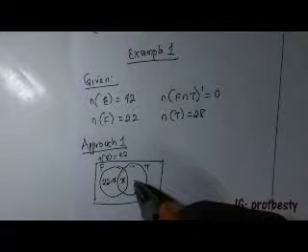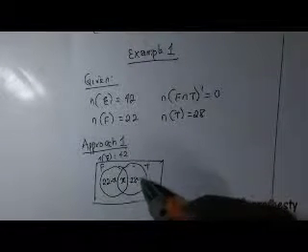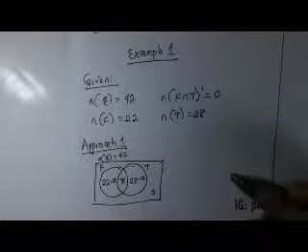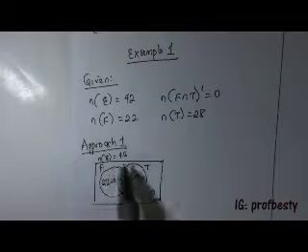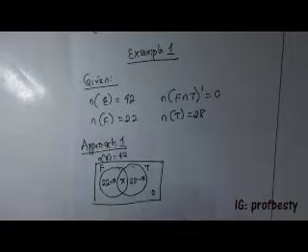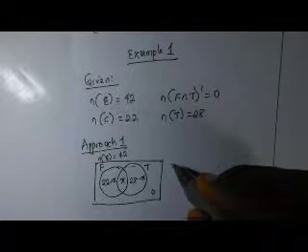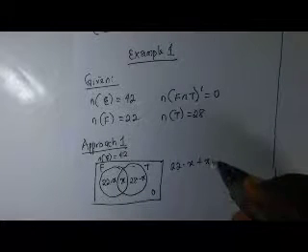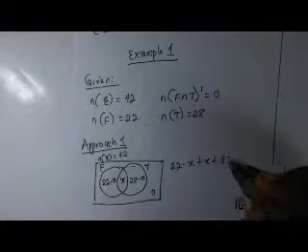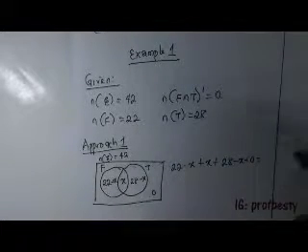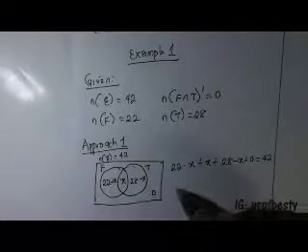Tennis is 28, so I have 28 minus X here. Then what do I have outside? 0. So how do I go about it? Very simple. If I add everything in this box, it should be equal to my universal set, 42. So I start adding 22 minus X plus X plus 28 minus X, then plus this 0 should give me my universal set, 42.